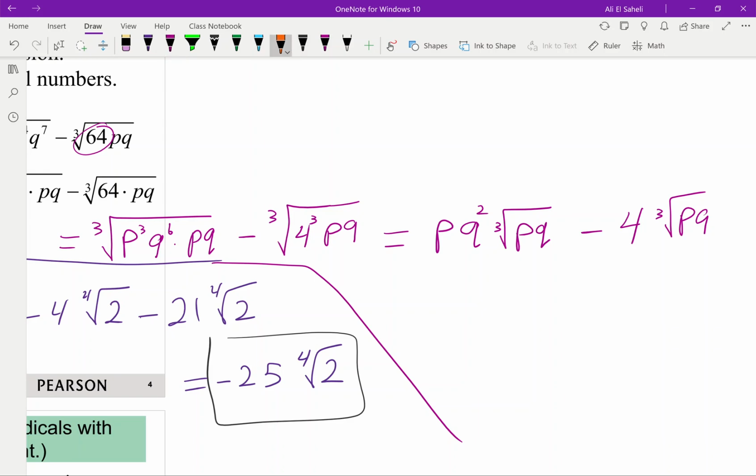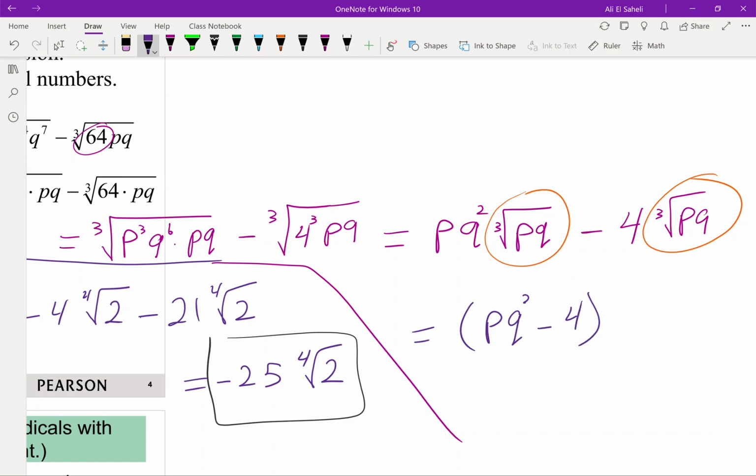Now we have the same root. It has to be exactly the same root: same index, and same radicand, the same term under the radical sign. So we're adding PQ squared cubic root of PQ, minus 4 cubic root of PQ.